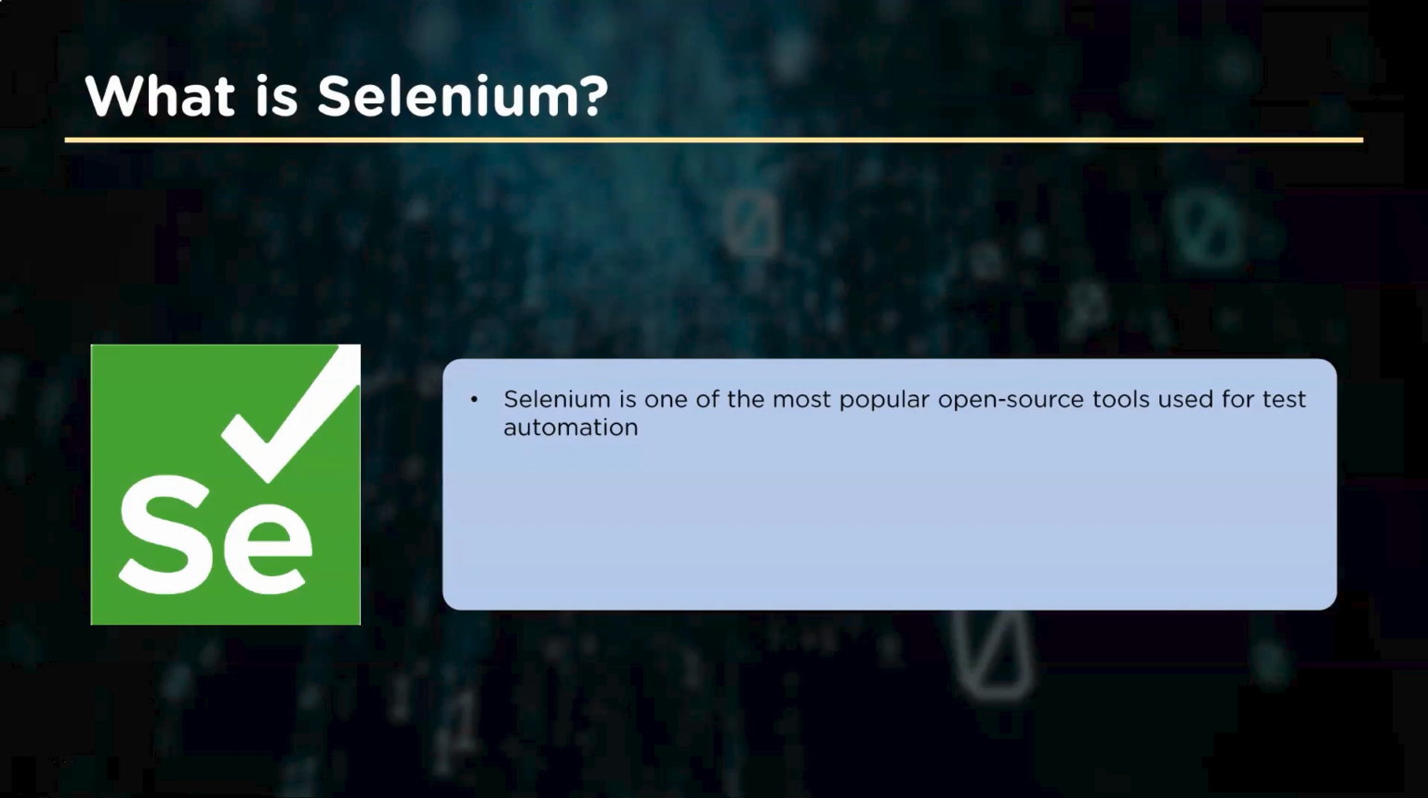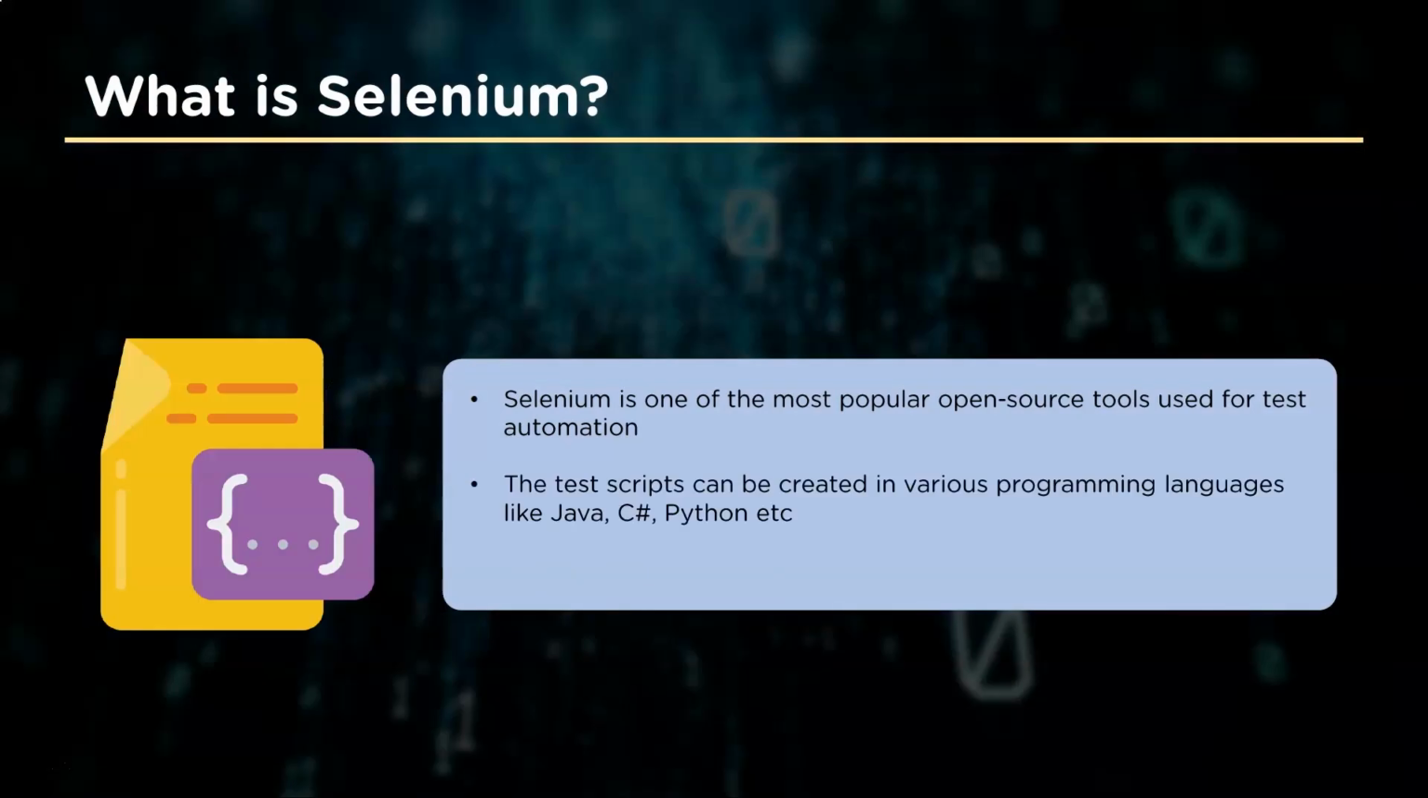So keeping in mind, Selenium is one of the open source tools available for the purpose of writing test cases and test automation. Any kind of web portal can be easily verified and tested with the help of Selenium. The test scripts can be easily created across different programming languages.